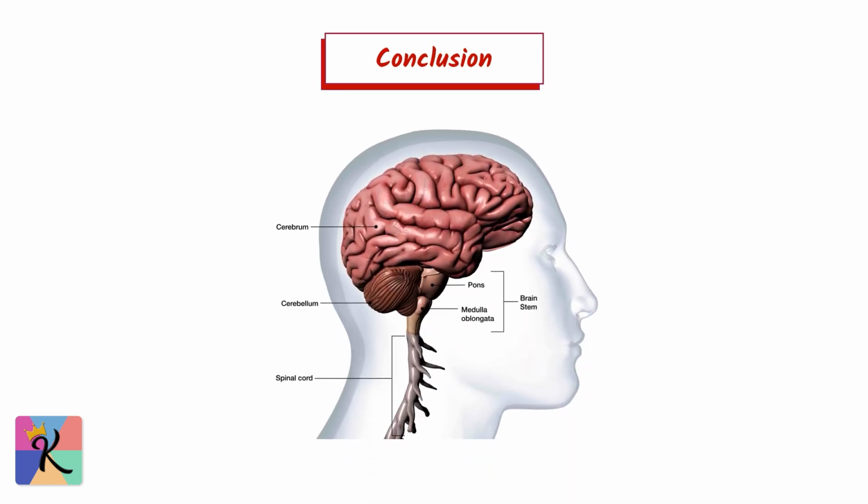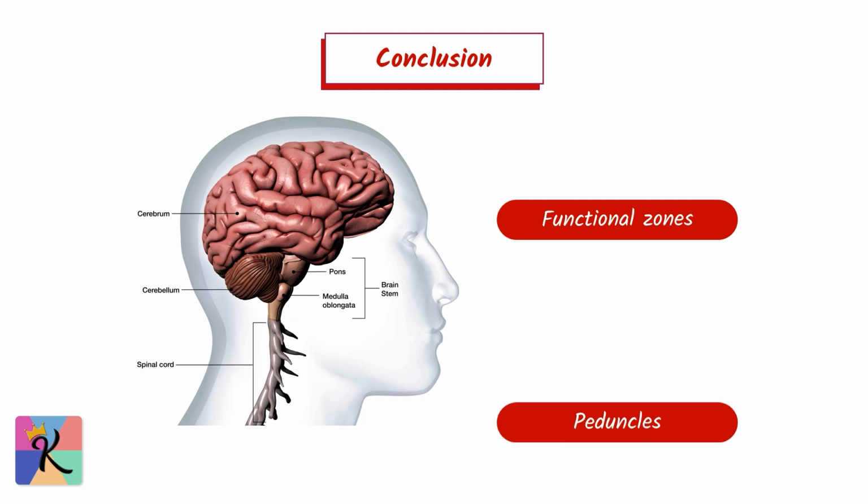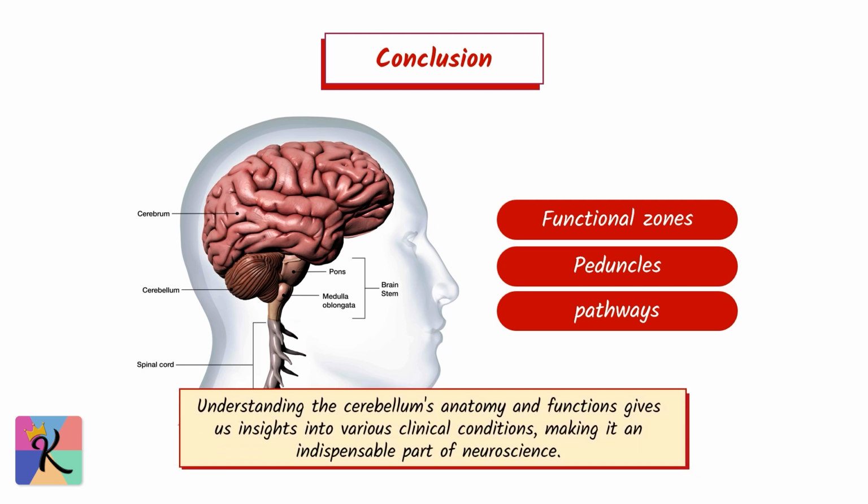So, to wrap up, the cerebellum is a vital structure responsible for coordinating complex movements, maintaining balance, and executing motor plans. It has intricate connections through its functional zones, peduncles, and pathways, all of which ensure seamless communication between the cerebellum, the brainstem, and the cerebral cortex. Understanding the cerebellum's anatomy and functions gives us insights into various clinical conditions, making it an indispensable part of neuroscience.